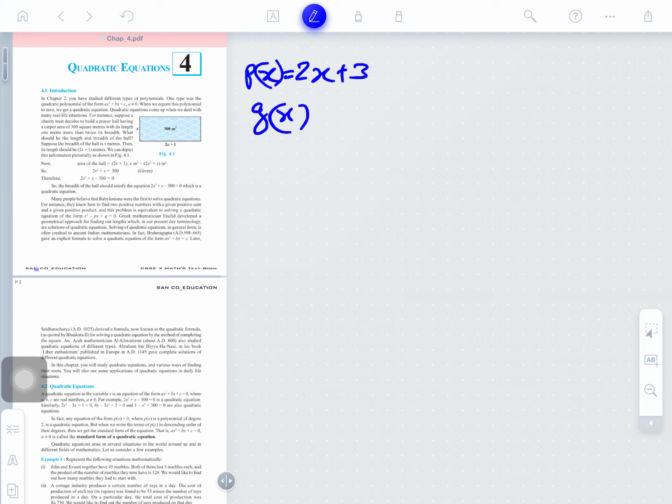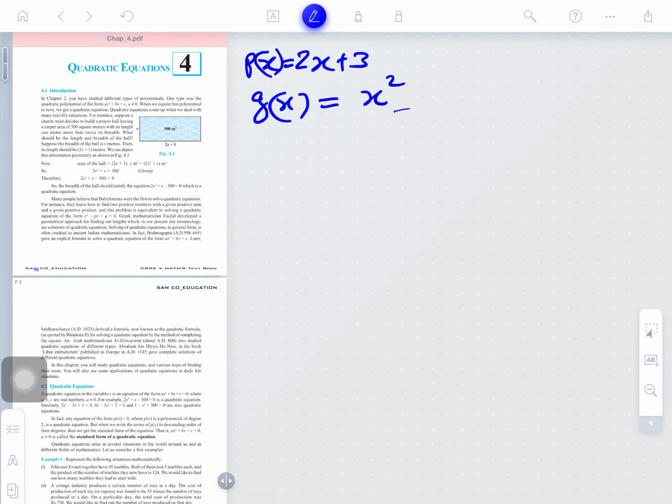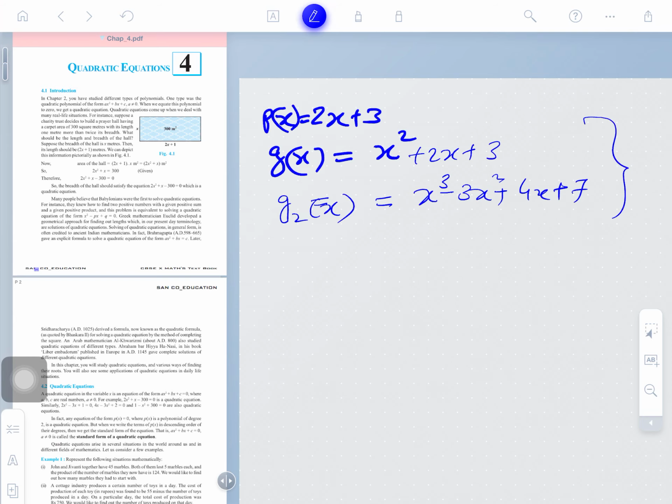And another polynomial g(x), I am writing here: x square plus 2x plus 3. Is that clear? Another polynomial I am writing, the name of this polynomial can be g2, here: x cube minus 3x square plus 4x plus 7. So different types of polynomial we have studied in the previous section.